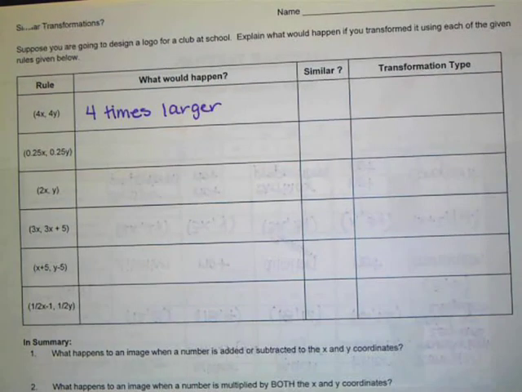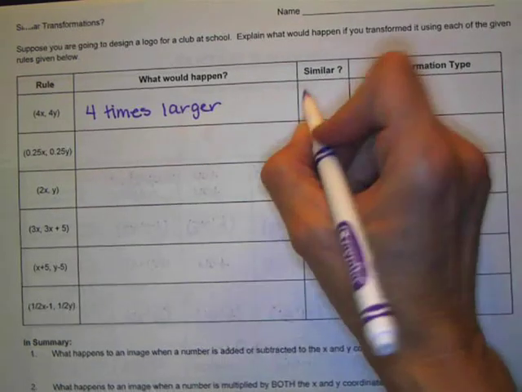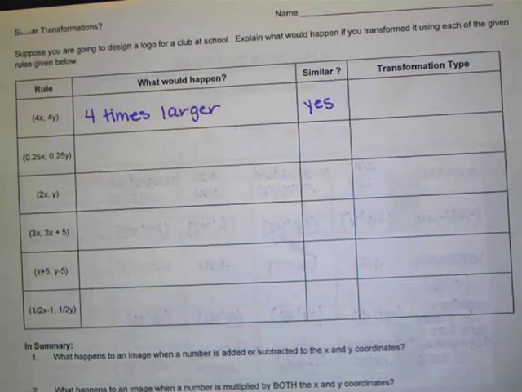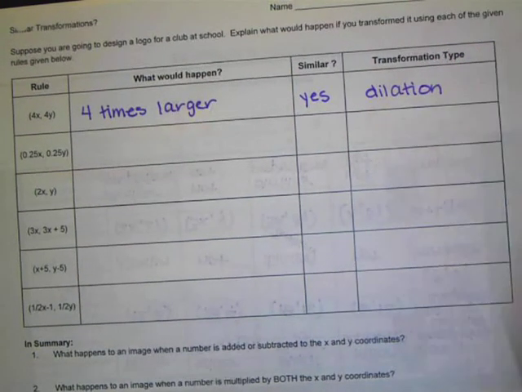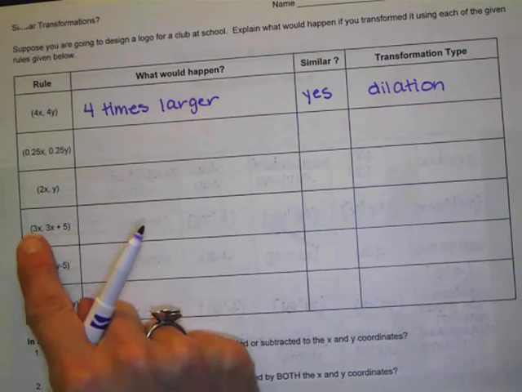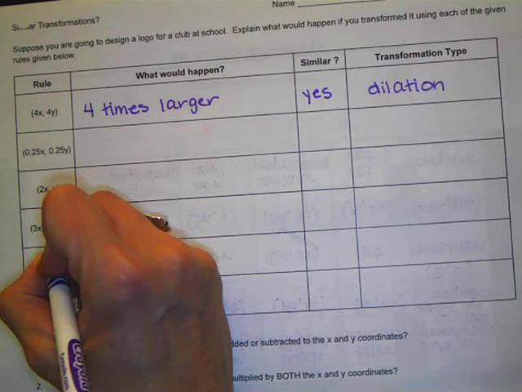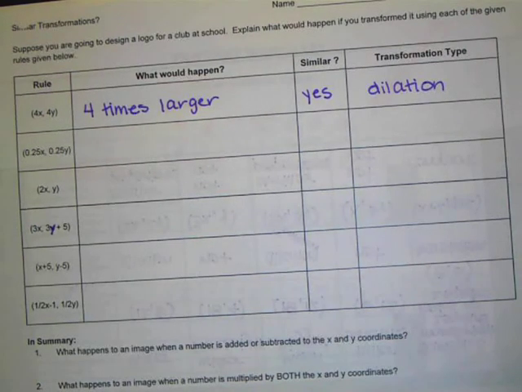So basically, you're kind of self-assessing your skills as the print shop worker going, do I know what the customer's asking? And you would say, are you sure you want this 4 times larger? And they would say yes. And would that produce something that is similar to what they give you? Yes, that would produce something that is similar. And just for our information, what kind of transformation type is this? It is a dilation. Okay? There is a mix-up in here, and it is down here where it says 3x. It should say 3x, 3y. Yep, I typed that wrong.